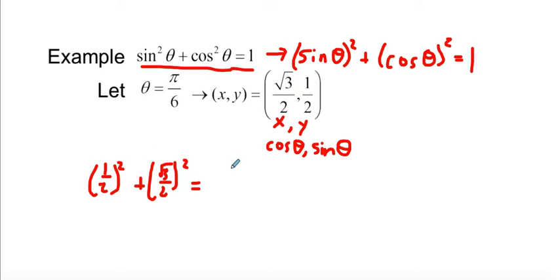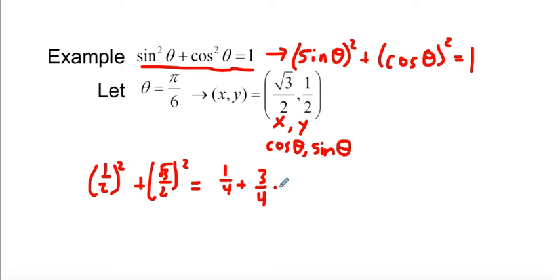If I square the 1, I get 1. If I square the 2, I get 4. If I square the square root of 3, the square and the square root cancel each other out, and I get 3. And then 2 squared simply gives me 4.